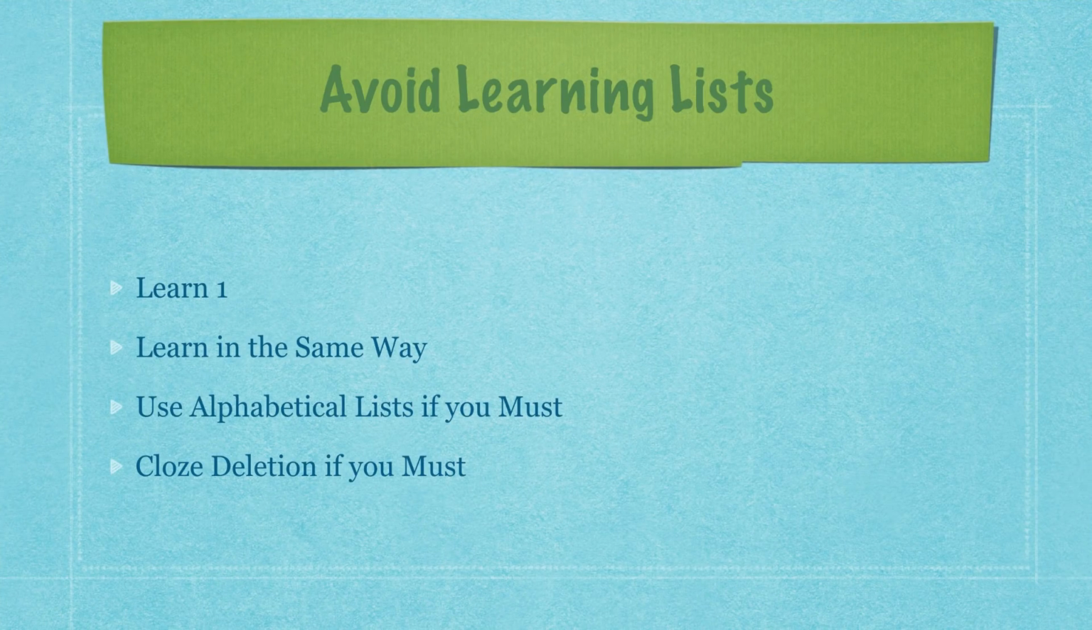Another thing to remember is you need to try to avoid learning lists. You want to try to learn one thing at a time, and the information that you are learning, you want to try to learn it in exactly the same way.